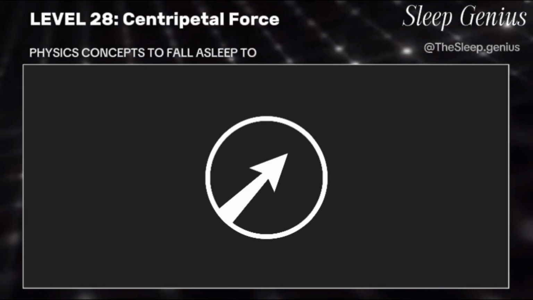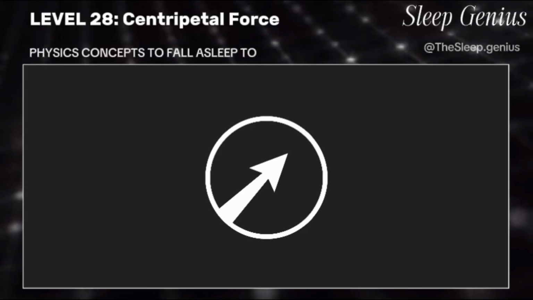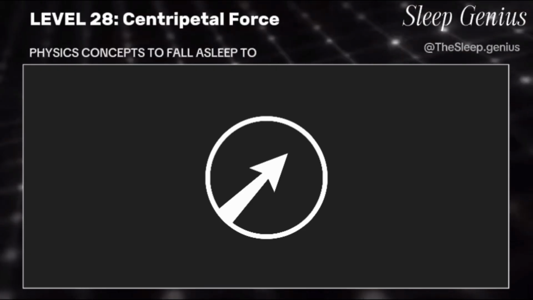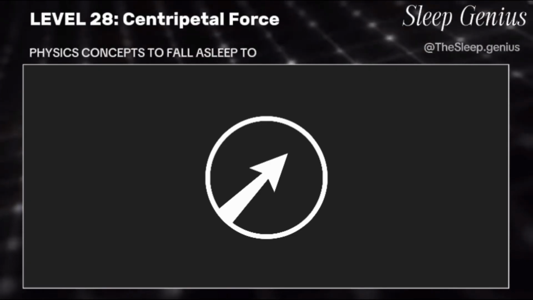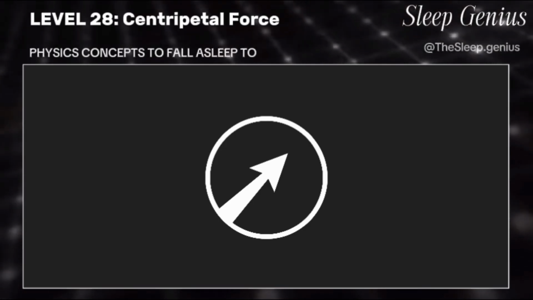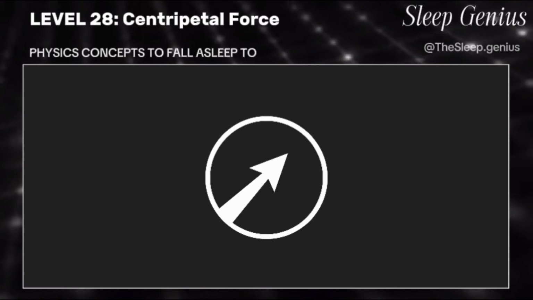Centripetal force is the force that keeps an object moving in a circular path. Whenever something turns around a circle, it needs a pull directed toward the center of the circle. Without this inward pull, the object would fly off in a straight line. The essence of centripetal force is that it constantly changes the direction of motion without changing the speed, guiding the object along its circular path.